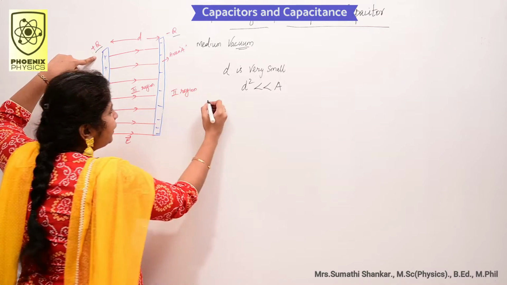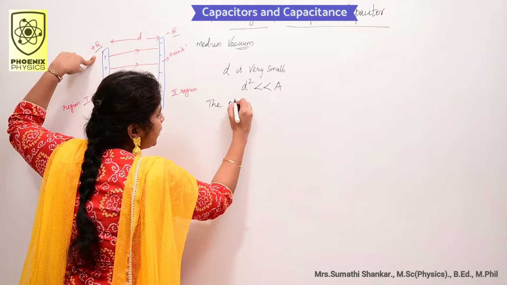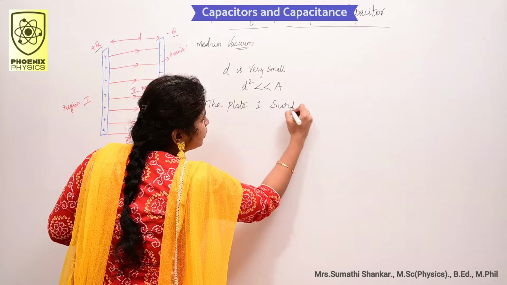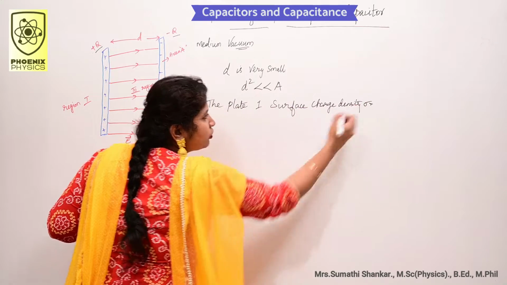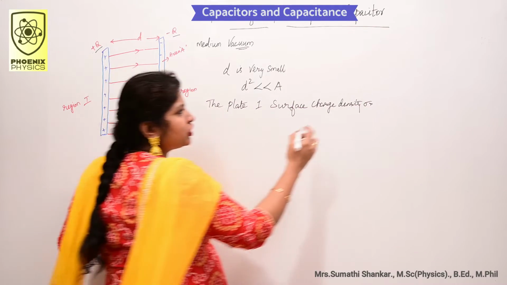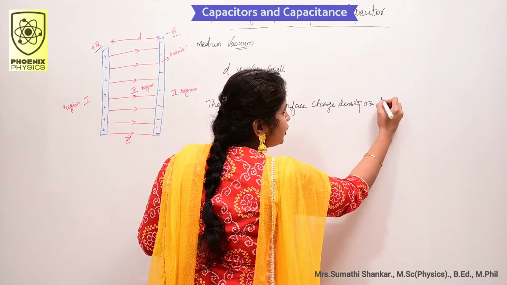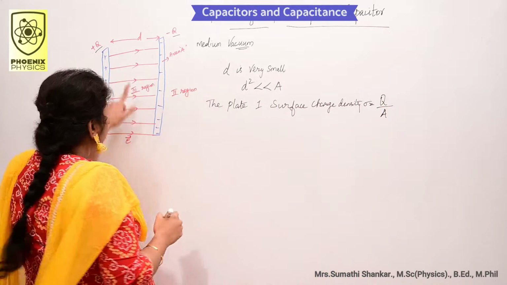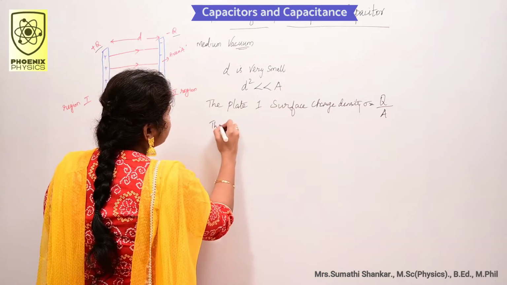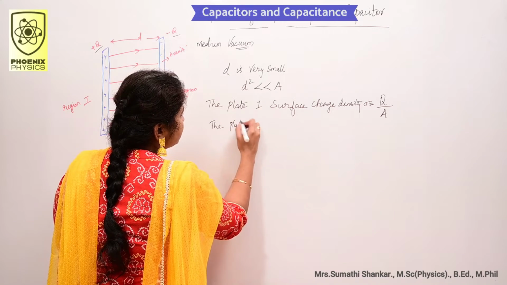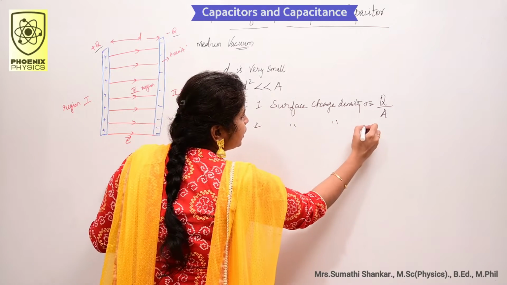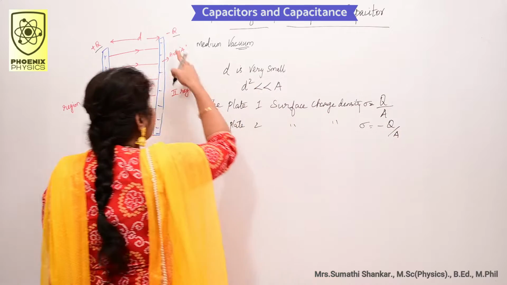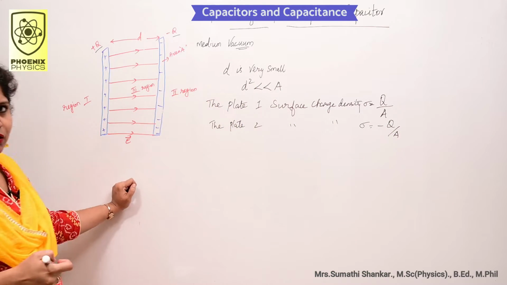Here plate 1 has surface charge density sigma. You know the formula. What is sigma? Sigma is nothing but surface charge density, that is charge per unit area. In the same way, plate 2 has surface charge density minus sigma, that is minus Q by A, because here I have minus Q charge.